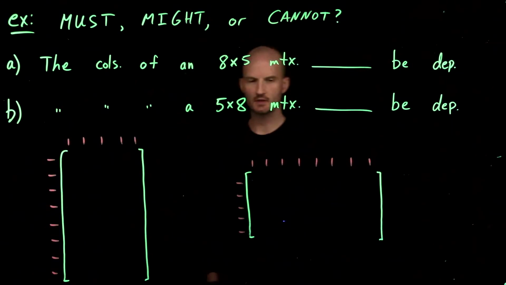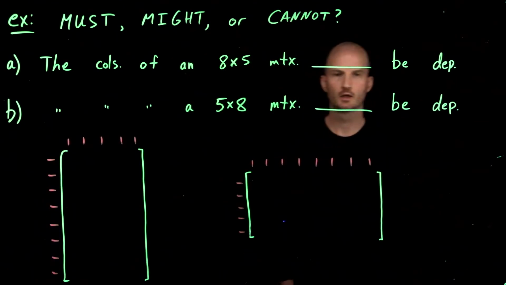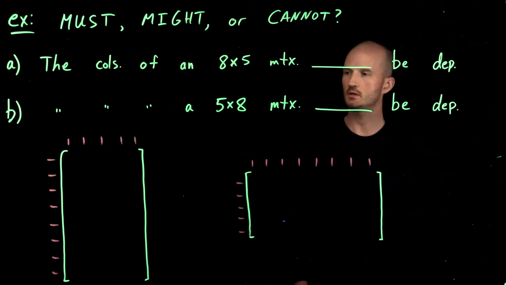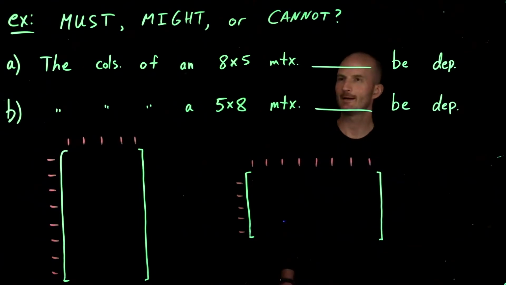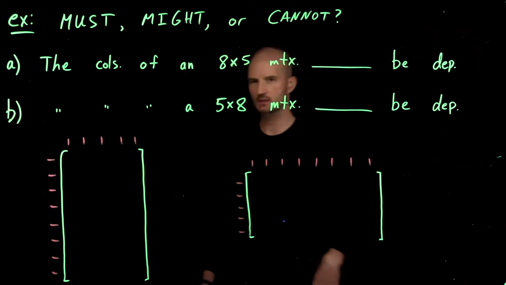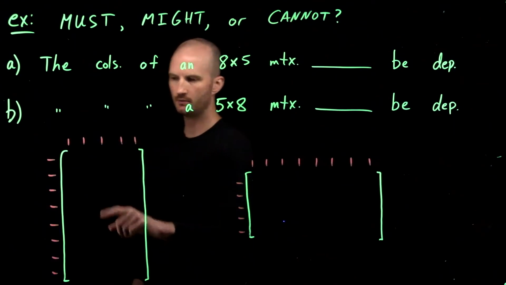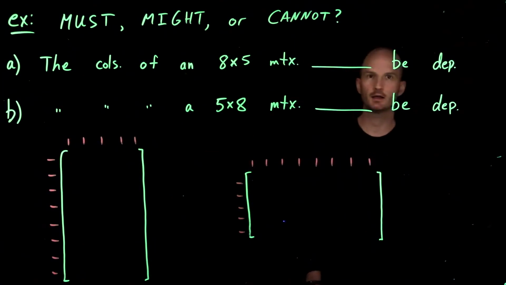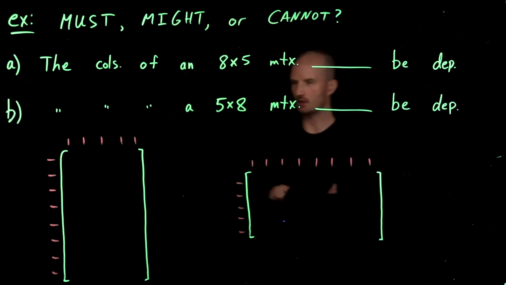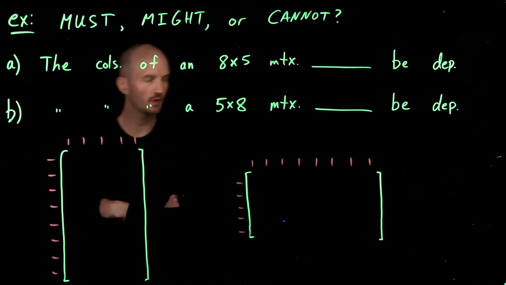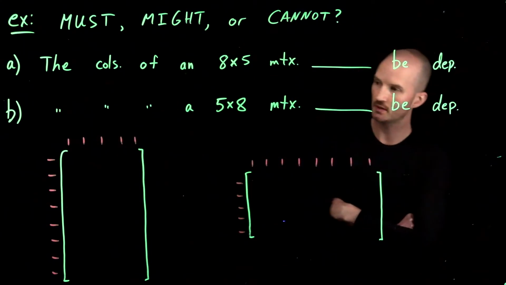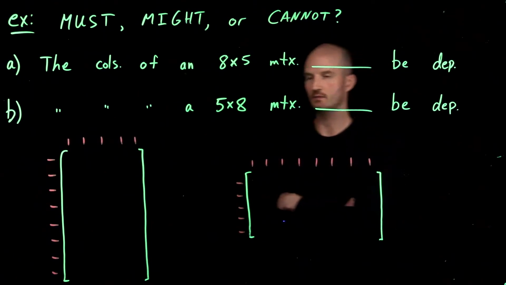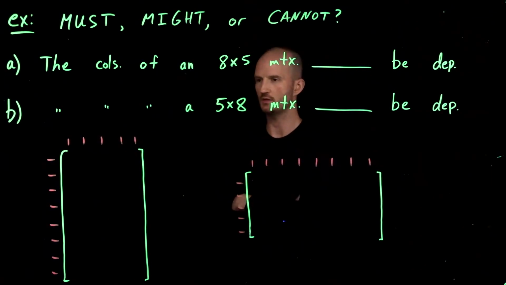Pause and copy all this down. Pause and copy. So, the infamous must, might, cannot question. 8x5 matrix. So, have a look at this guy here. Columns dependent. Are they necessarily dependent? Are they maybe dependent? Or are they not? Definitely not dependent.